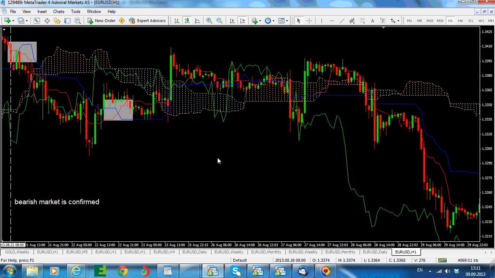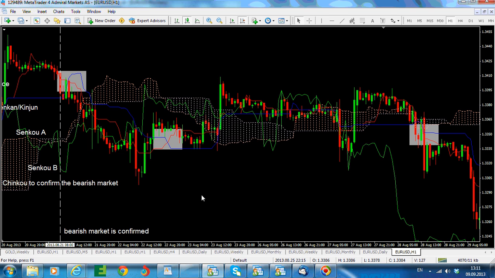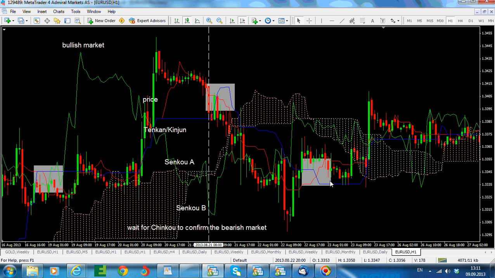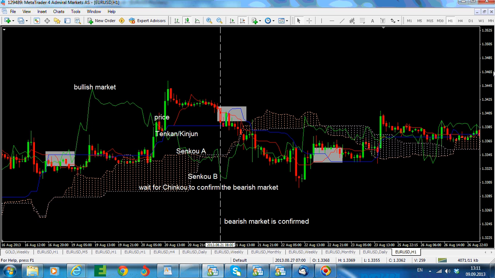And by the time you have another bearish cross, around here or around here, that would be when the bearish market is still confirmed, and you look for more downside to come from that area.